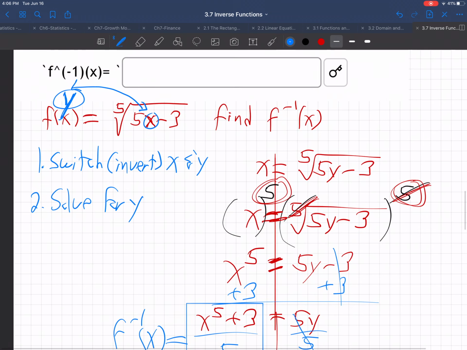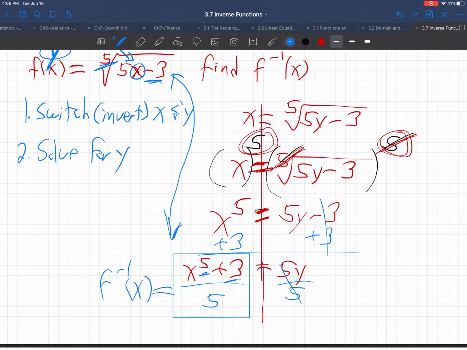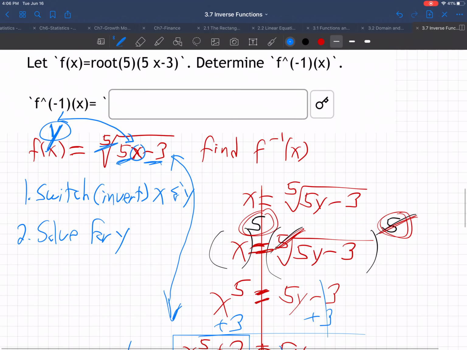That's the opposite. Notice it's the opposite of that original function, isn't it? These guys are opposites. You can just tell by looking at them. This is a fifth root. This is a fifth power. This has got a minus 3. This has got a plus 3. This is multiplied by 5. This is divided by 5. That's the inverse function. So that's how we find it.